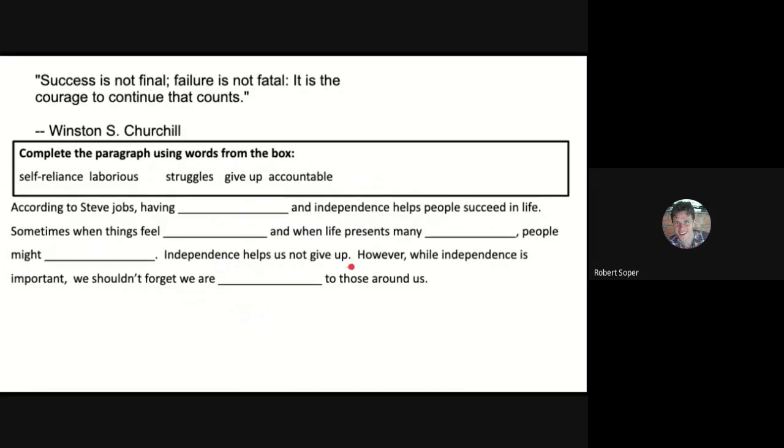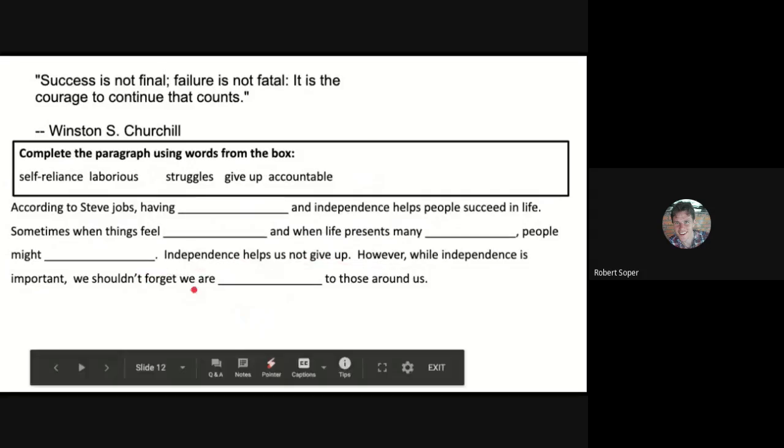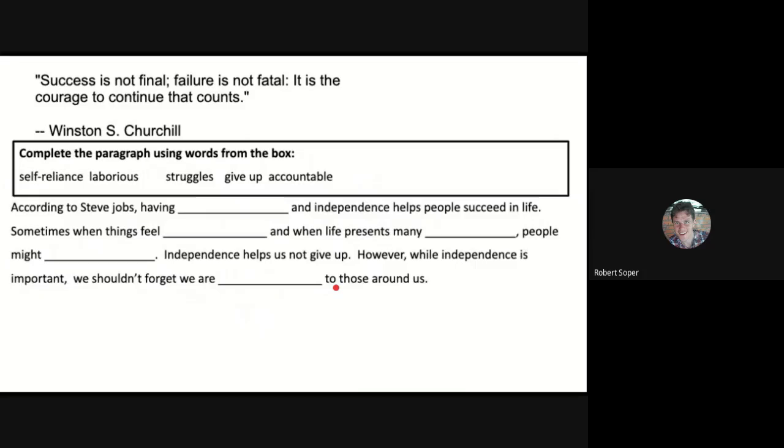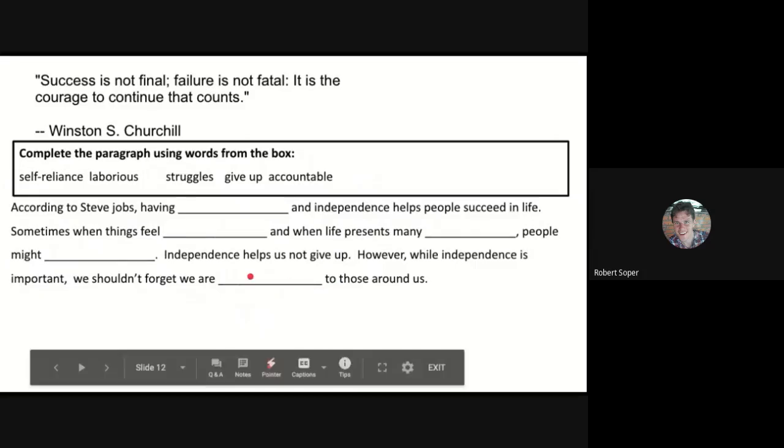Independence helps us not give up. However, while independence is important, we shouldn't forget we are accountable to those around us. Accountable here being the adjective. And remember, accountable means being responsible to another person. So we shouldn't forget we are responsible to other people.